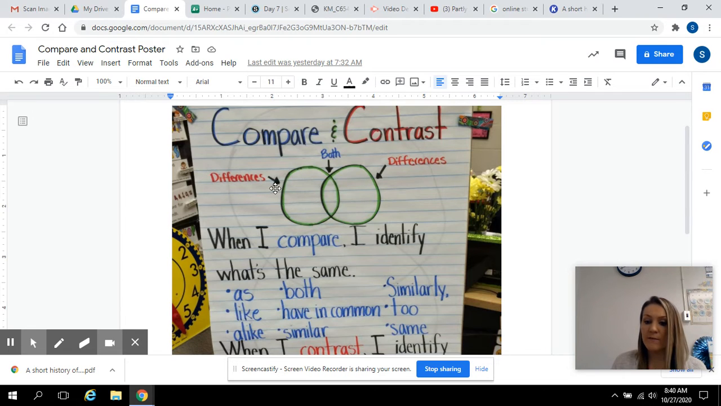The side by itself over here is a difference, so it might be a topic over here. The other side is another difference. It's a different topic over here. And then where they both intertwine or come together is how they are alike or similar, okay?